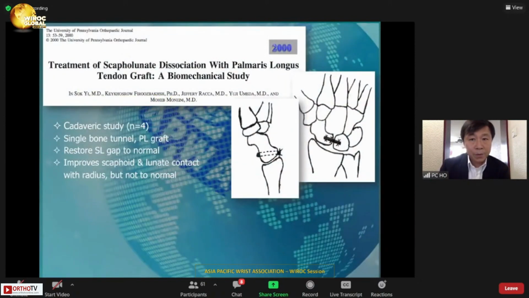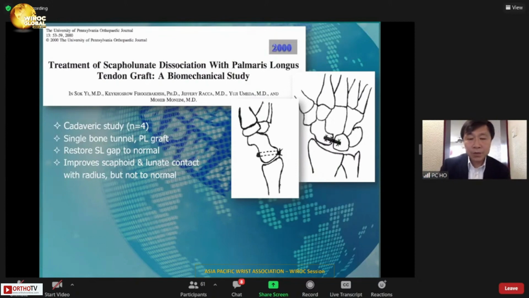By luck, I read a paper two decades ago. It is not a very eye-catching paper. It is a paper from the University of Pennsylvania, from Moham's group, talking about a very simple idea: using a tendon loop around the scaphoid and the lunate. In four cadavers, it can produce a very good biomechanical outcome, almost restoring the scapholunate gap to normal and improving the scaphoid and lunate contact with the radius.